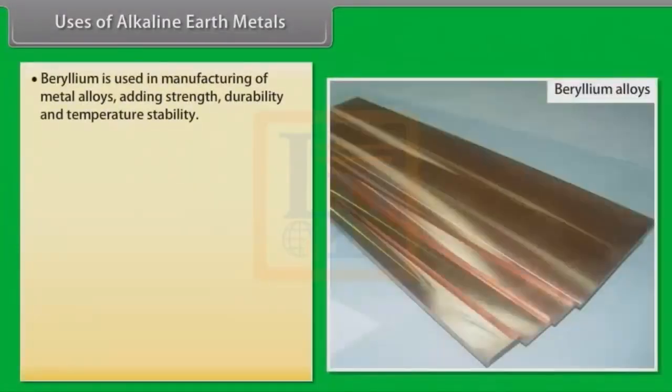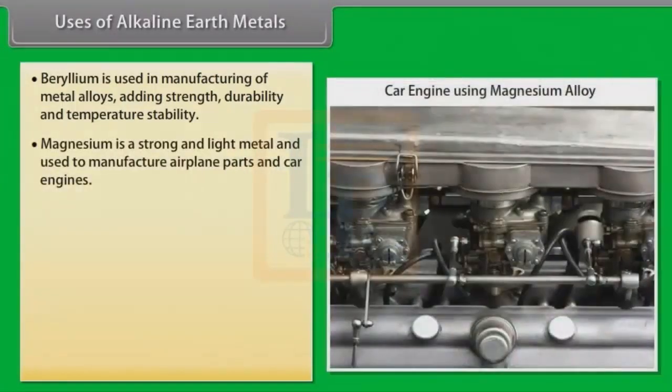Uses of alkaline earth metals. Beryllium is used in manufacturing of metal alloys, adding strength, durability and temperature stability. Magnesium is a strong and light metal and is used to manufacture airplane parts and car engines.